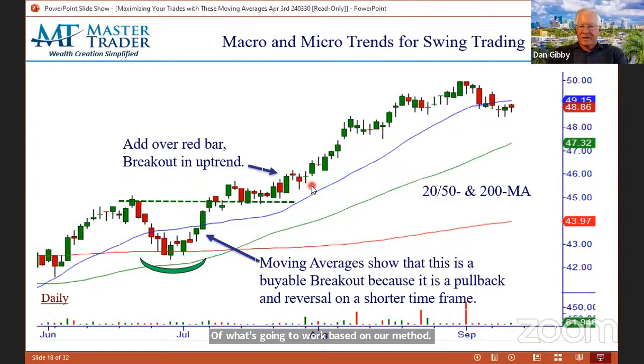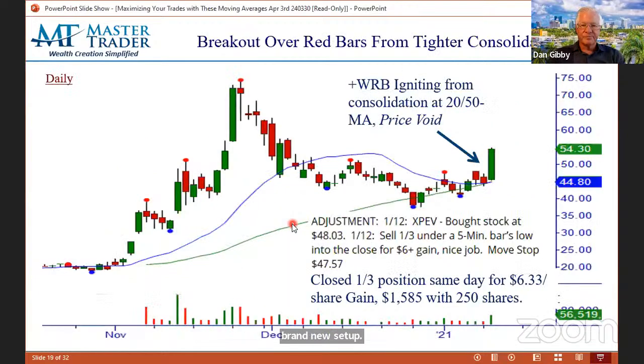This is a time consolidation into the 20, not retracing. That's another concept showing relative strength, consolidation over time. You could add to it, if you didn't get in here, this is a brand new setup. Price void, beautiful moving averages. Inflection point here, breakdown failure, 2 red bars ignored, big price void. Bought that stock, had a big move.